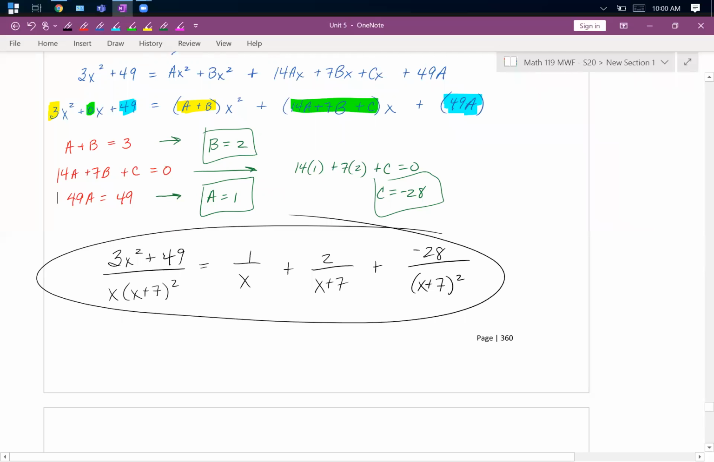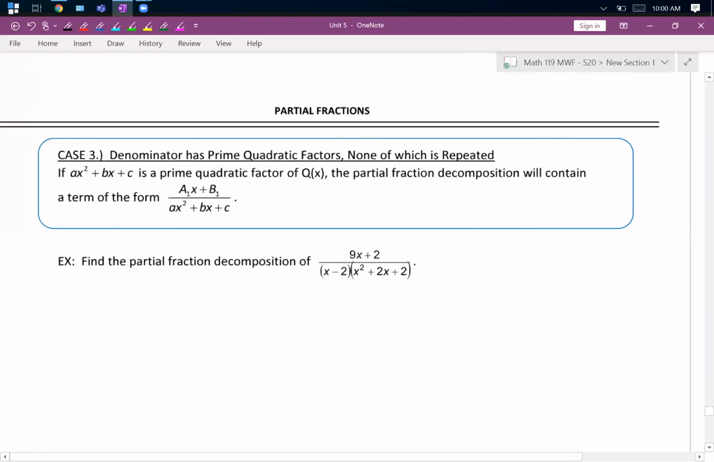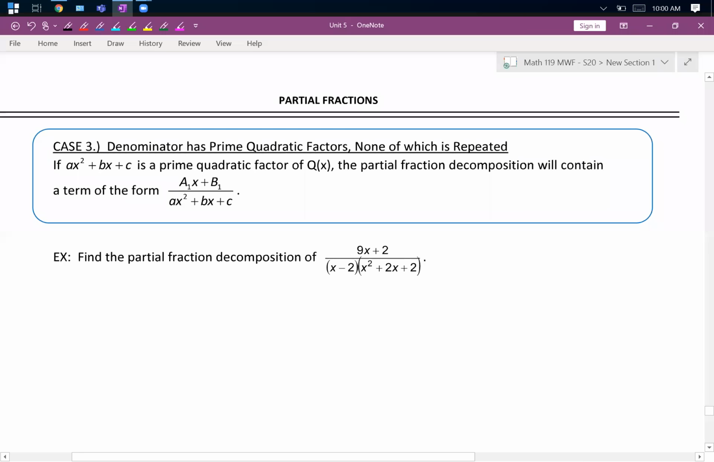All right, so that's how we deal with the linears. It's always going to be a constant in the numerator. Now, the next two cases, we're going to move on, and our denominator has prime quadratic factors that aren't repeating. I feel like it's a natural extension. So it's the same idea. Each factor becomes its own fraction, its own denominator. And our numerator always has to be a lesser degree than whatever our denominator was.